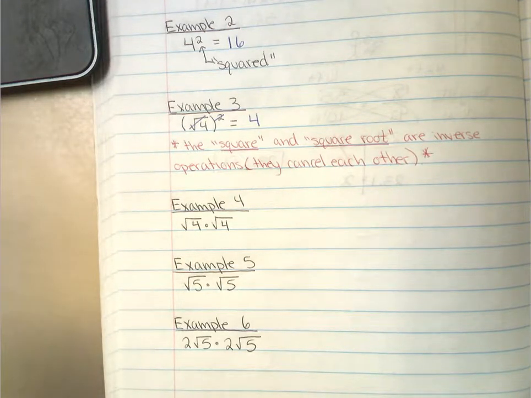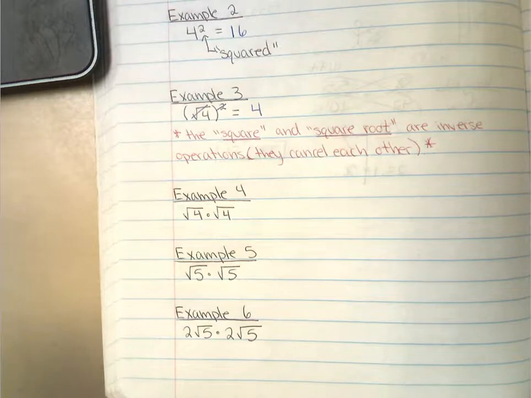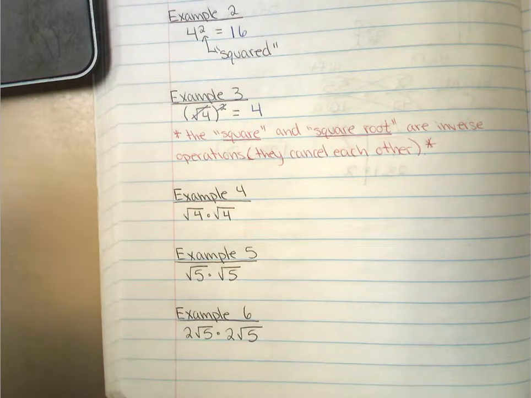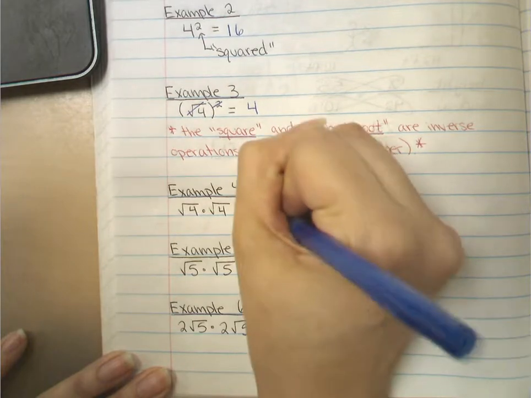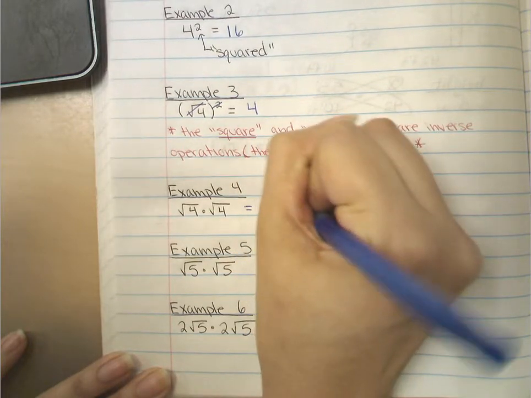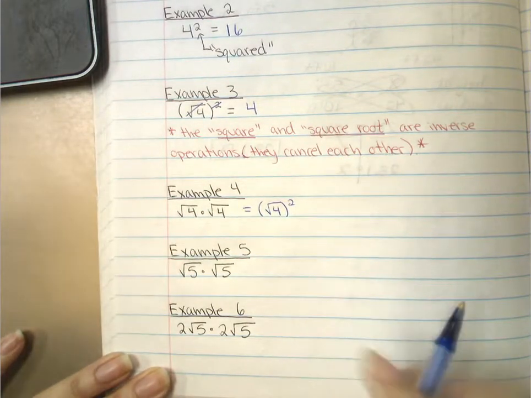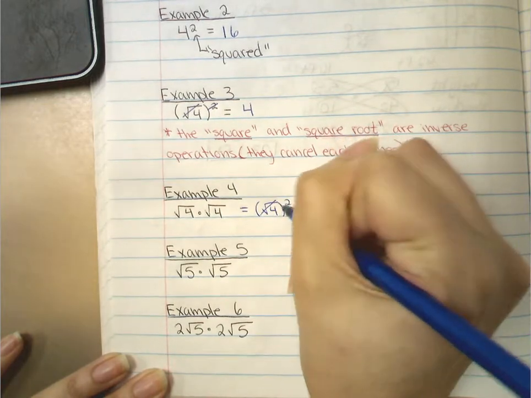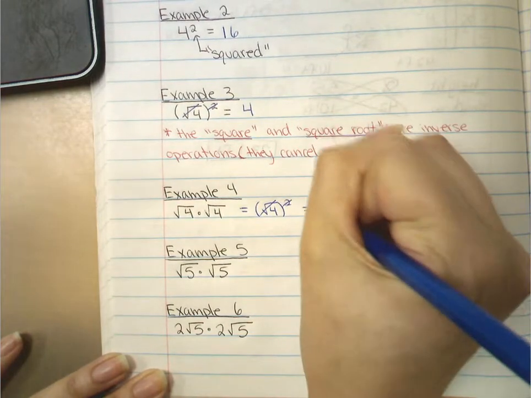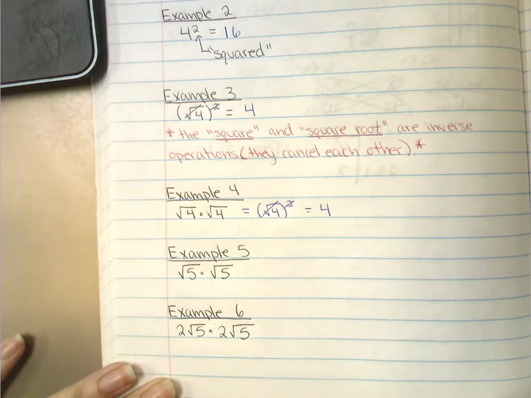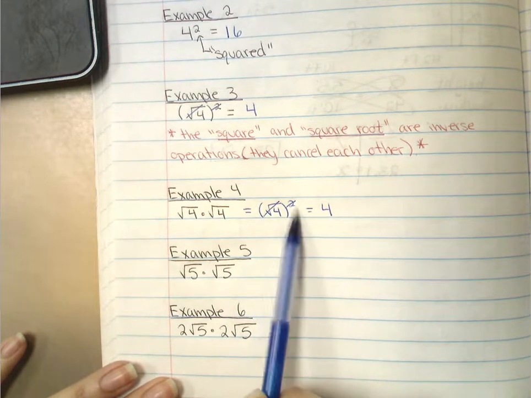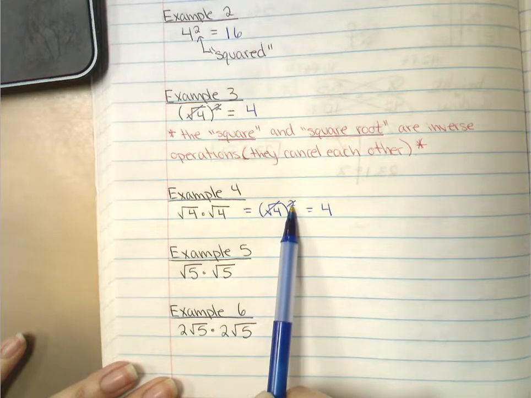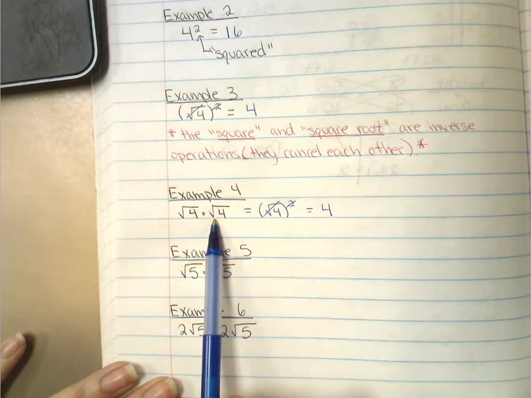And so very similar in example 4, I have the square root of 4 times the square root of 4. So if I rewrite this as the square root of 4 squared, then I can cancel out the square root with the square, and all that's left is 4. So my answer is 4. So again, I can rewrite it like this because the exponent of 2 is telling me to multiply it twice.